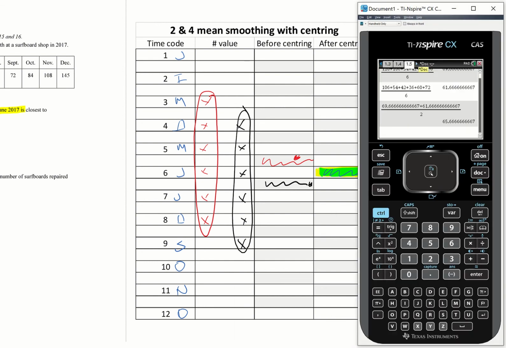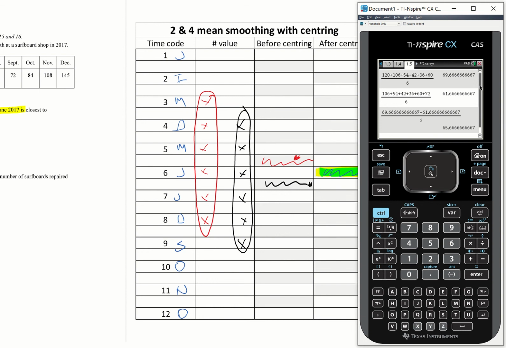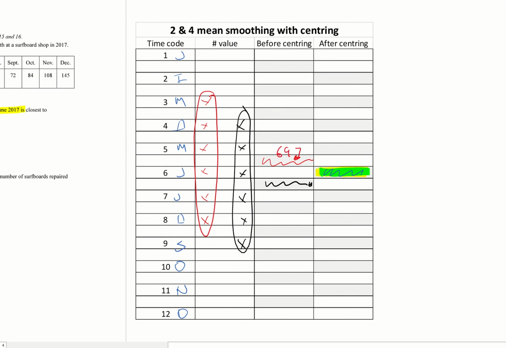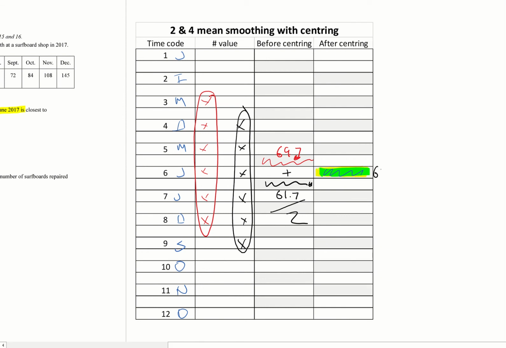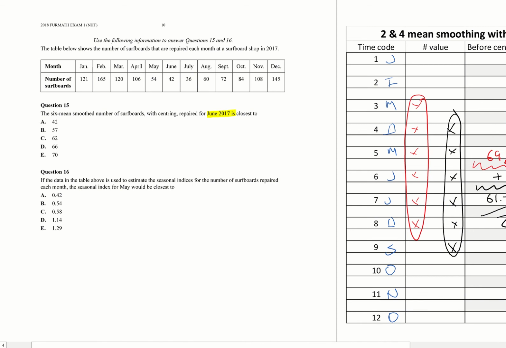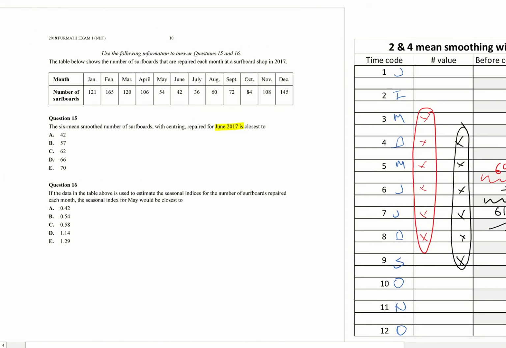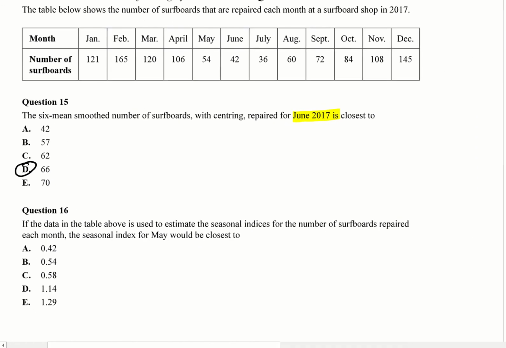Look what I prepared earlier. So the red would be this value up here, and that will give you 69.7, and then you do the black, and that will give you 61.7. Then you add those two together and divide by 2, so 69.7 plus 61.7, divided by 2, will give me 65.7. When I come over to the options, 65.7 is closest to 66, which would be D. And that's how I'd use a graph like that.